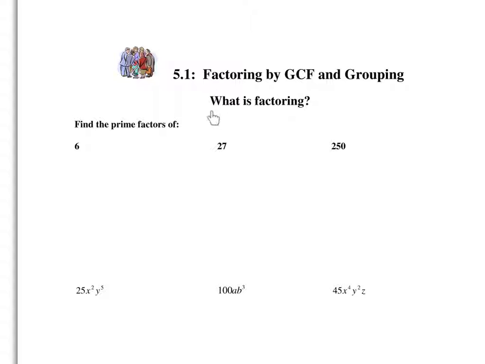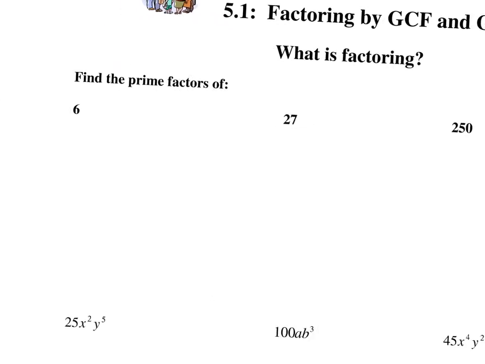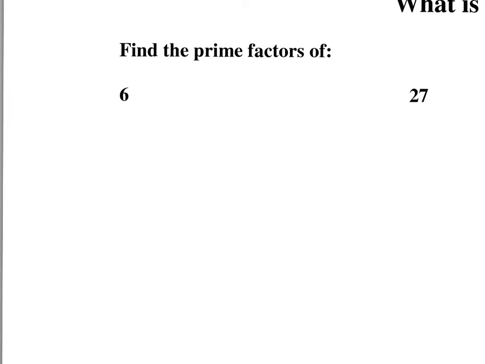So the first question right up is, what is factoring? Most of the time we're familiar with the word factor. A factor is a number that's used to multiply in order to get a product. We're going to start with prime factoring before we do any kind of algebraic factoring. Find the prime factors of 6.